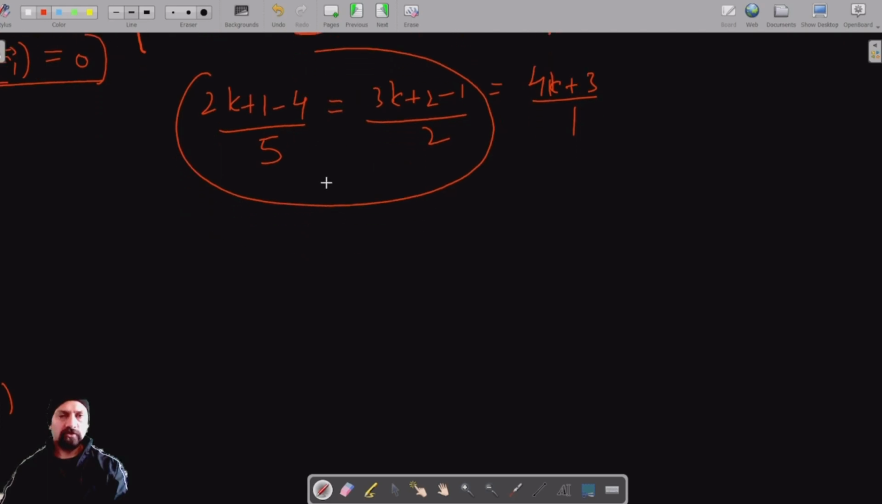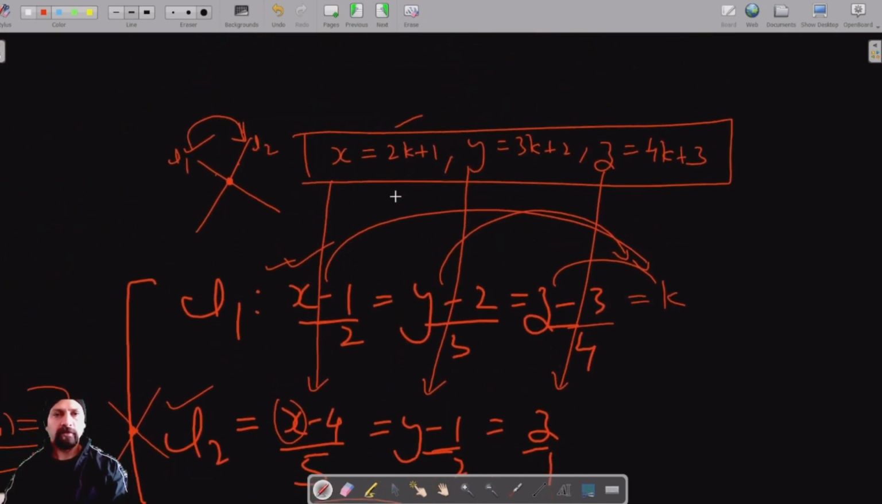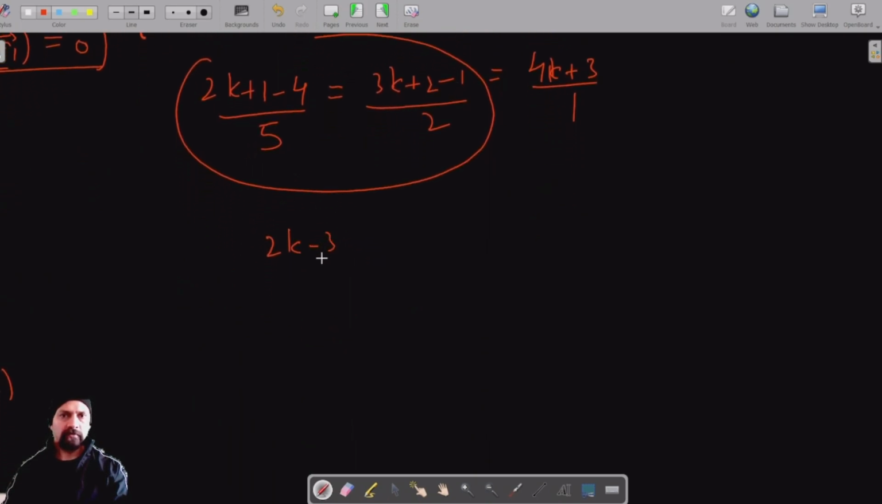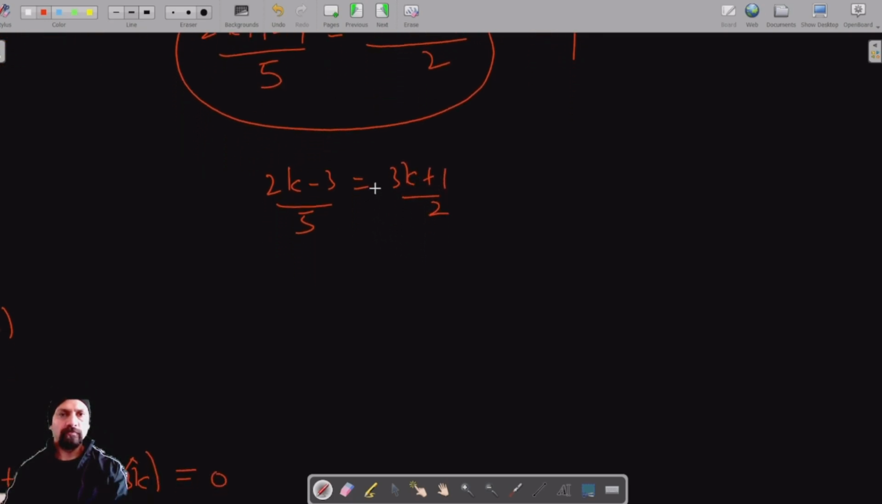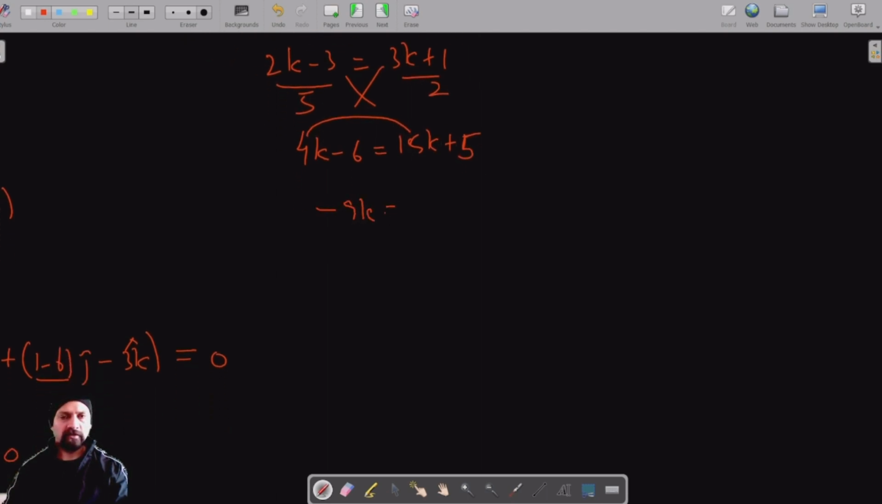If I consider these two, it will give me the value of k. So this is 2k plus 1, and this is minus 4, which will give me minus 3 by 5, and this is 3k plus 1 by 2. If we cross multiply this, this is 4k minus 6 is equal to 15k plus 5. 4 minus 15 is minus 9k, and this is 11. So k is equal to minus 11 by 9. And we've got the value of k, which is minus 11 by 9.